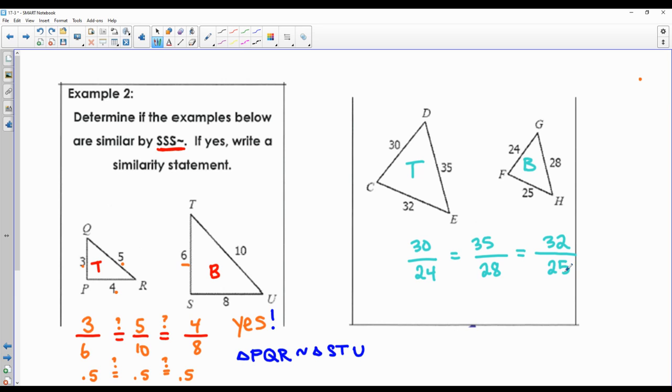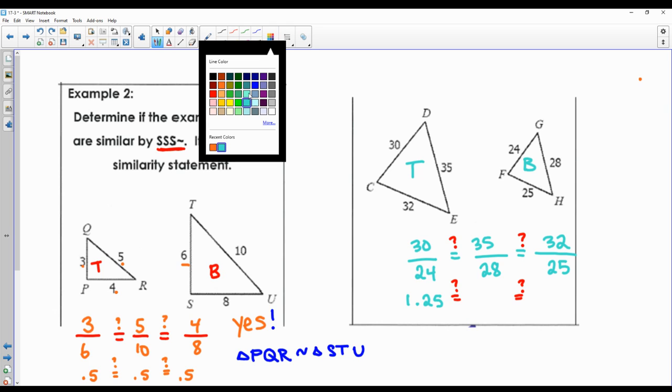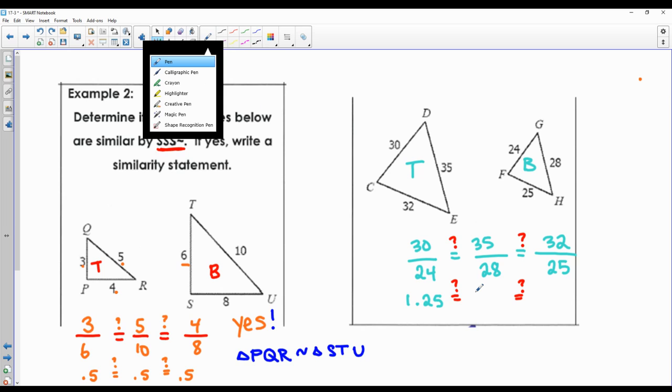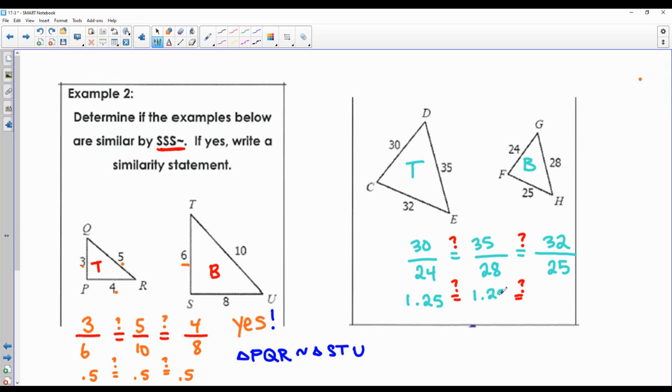All right, now again, just grab your calculator. These are kind of messy. Some of you can do them and say 5 over 4 stuff. But I would just grab a calculator and do 30 divided by 24, which is equal to 1.25 right there. Okay, again, I'm going to maybe go red. We don't know that they're equal. We're trying to figure out, are they equal right here? Okay, we're going to go back to our nice fun color. And then 35 divided by 28 in my calculator is also 1.25. And then I'm going to look at 32 divided by 25, which is 1.28.